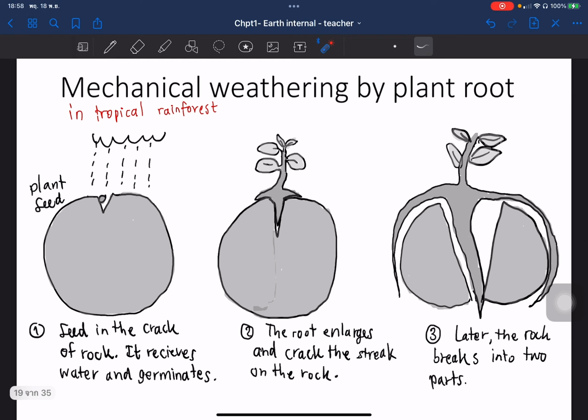The next one is mechanical weathering by plant roots. This occurs in the tropical rainforest, where we have rainfall. For example, here we have a plant seed above the rock, and we have a small crack, and we have rainfall. So the seed will germinate inside the rock this way. The seed will grow into the crack, and it excretes acid to corrode the surface of the rock. After the root gets into the crack and the root enlarges, it gives pressure to the rock. So the rock will break down into many pieces like this.